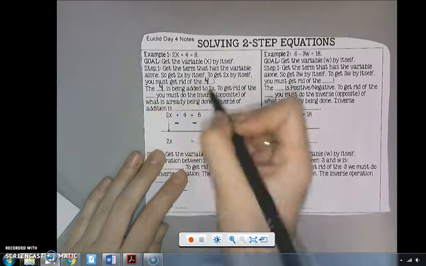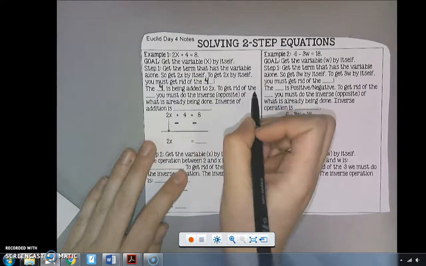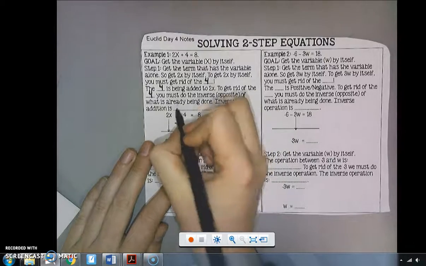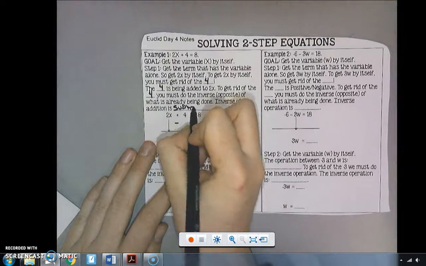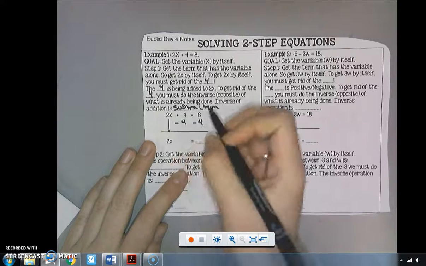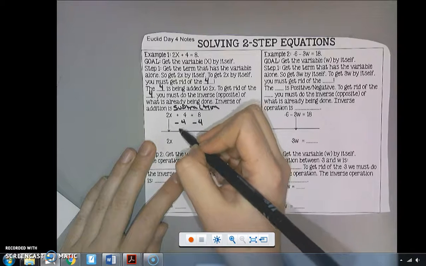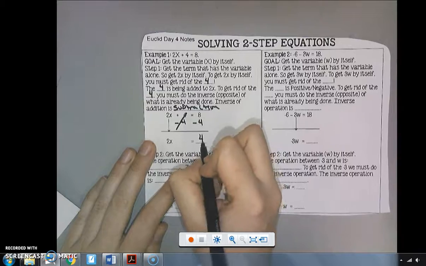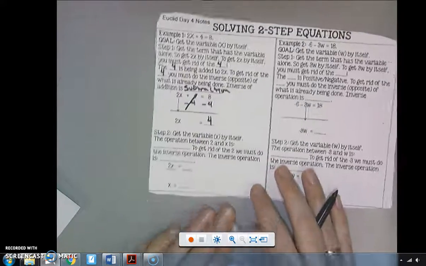And the 4 is being added to the 2x. So to get rid of the 4, you must do the inverse. So the inverse of addition is subtraction. Very good. So we're going to subtract 4. 4 minus 4 is 0, so it cancels out. And 8 minus 4 is 4. Now we're back to a one-step.